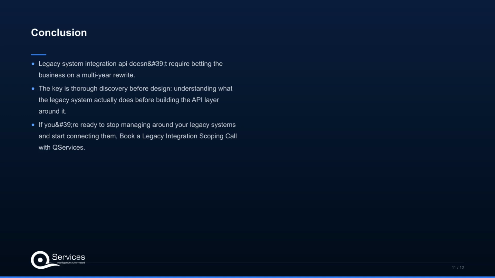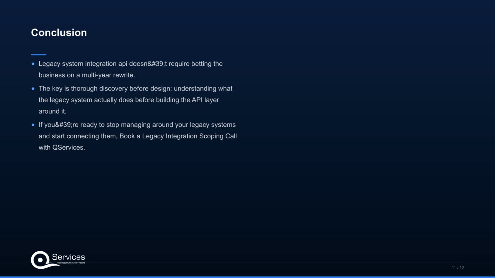Let's move on to the conclusion. Legacy System Integration API doesn't require betting the business on a multi-year rewrite. With the right pattern, a structured four-phase approach, and a capable Azure migration partner handling discovery, build, and operations, most organizations have working integrations running within 8 to 16 weeks.